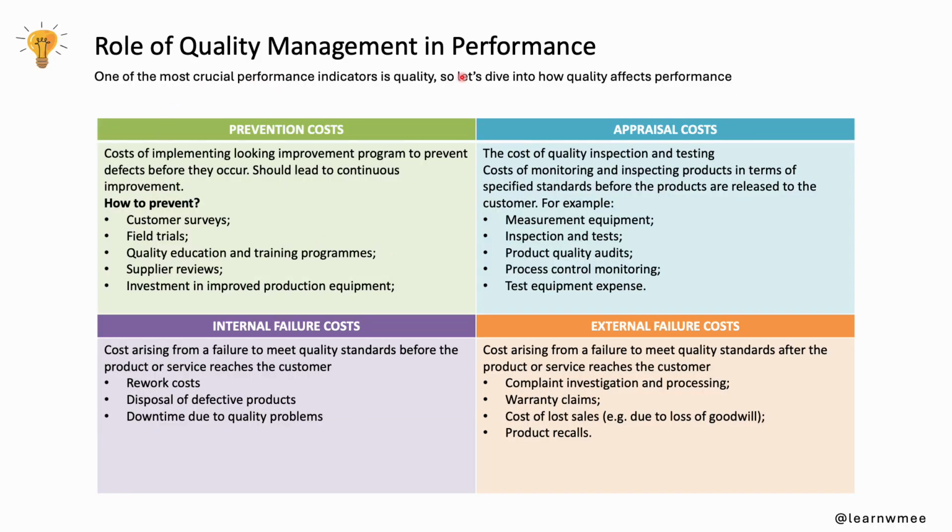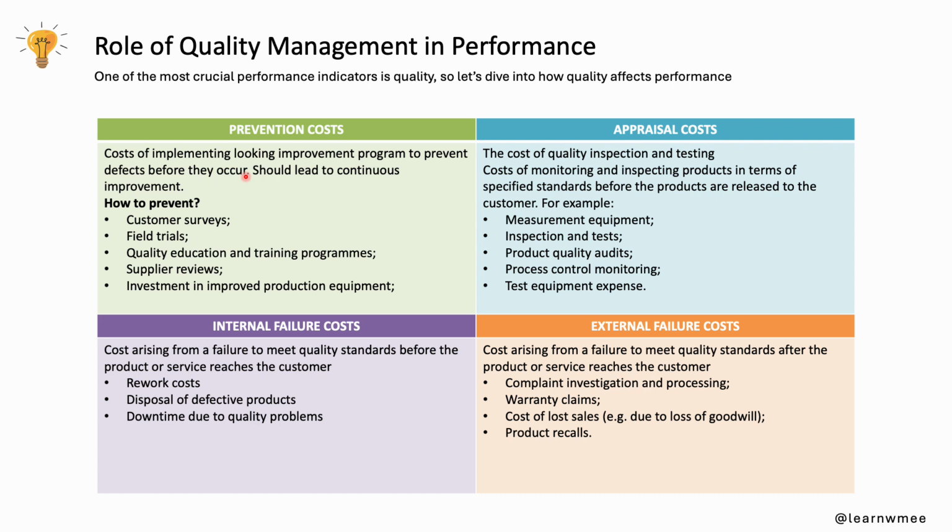So, the role of quality management and performance. One of the most crucial performance indicators is quality. So let's dive into how quality affects performance. There are typically four costs of quality, and we'll be looking at each one of them one by one.